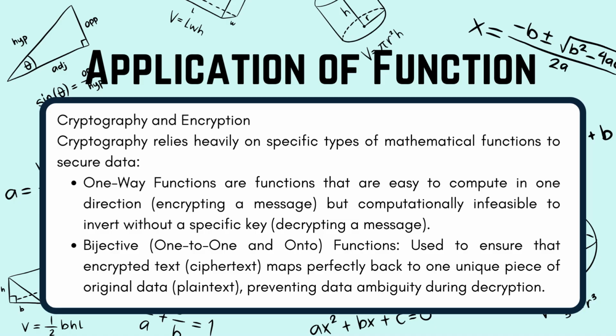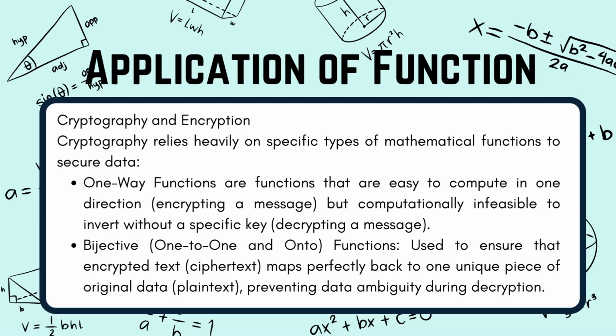Application of function in computer science. There are a lot of applications of function in computer science. One of them is cryptography and encryption. Cryptography relies heavily on specific types of mathematical functions to secure data. One-way functions are functions that are easy to compute in one direction, encrypting a message, but computationally infeasible to invert without a specific key, decrypting a message.